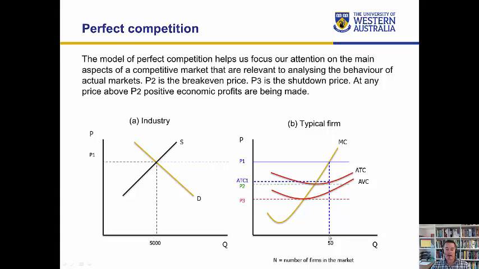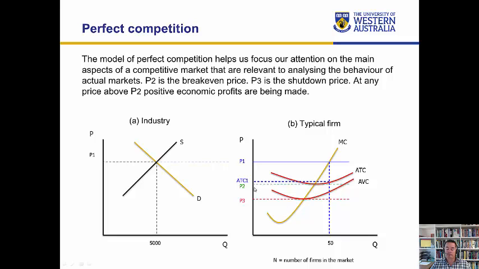Now at 50 units of output, reading off the ATC curve right here, production costs are ATC1. So for this firm, profit per unit is P1 minus ATC1, and total profit is P1 minus ATC1 multiplied by 50 units. So it's really this rectangle here, created by P1, ATC1 and 50 units, that is the profit for the firm.